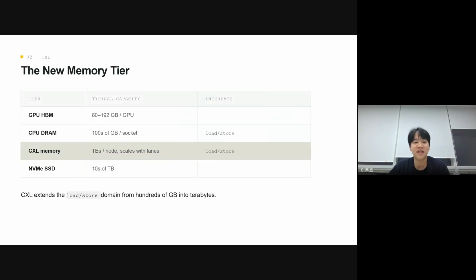So if we put CXL into the memory hierarchy, CXL can give us terabytes per node, scaling with PCIe lanes, while keeping the standard memory interface.